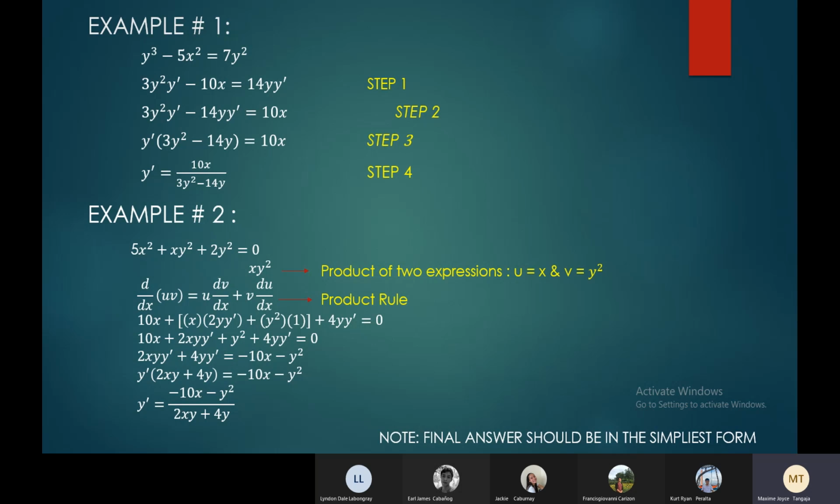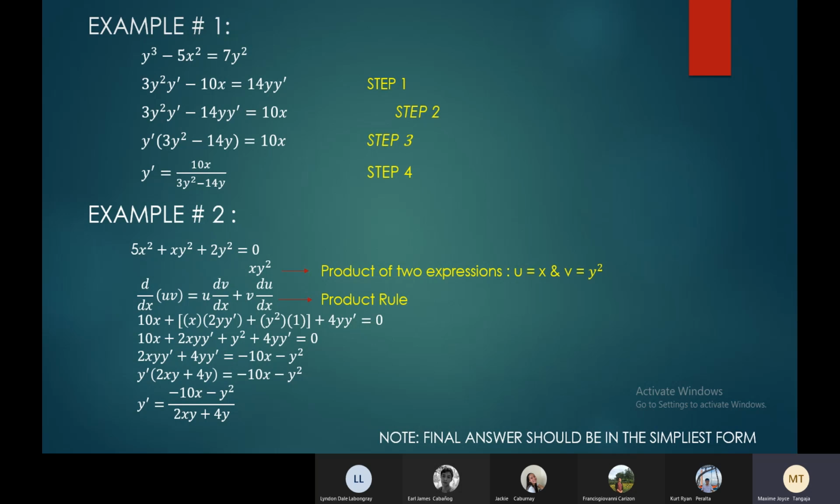So that's step 1. For step 2, you combine the expressions that have dy over dx or y prime. That's why the 14y y prime is transferred to the left and the 10x is transferred to the right. So, 3y squared y prime minus 14y y prime equals 10x. Then, factor out y prime. So, y prime times the parentheses of 3y squared minus 14y equals 10x. And to solve for y prime, divide by the expression inside the parentheses. So y prime equals 10x over 3y squared minus 14y.